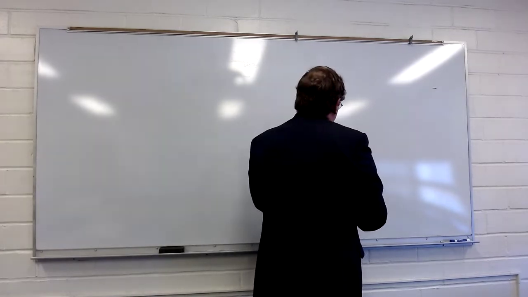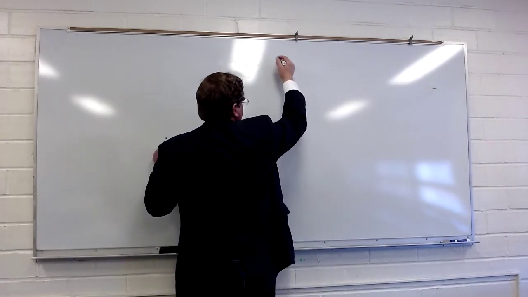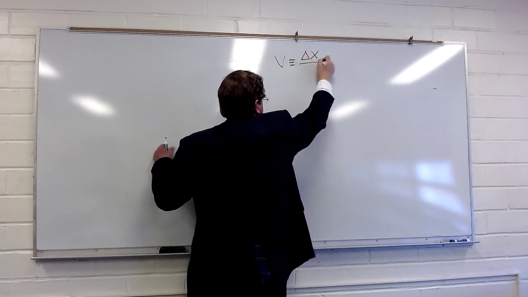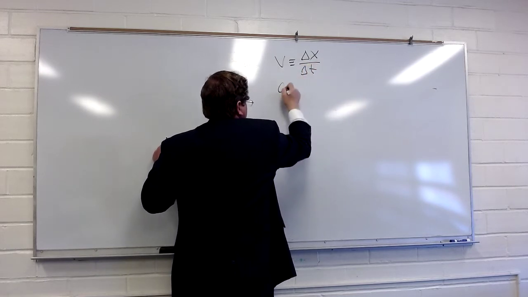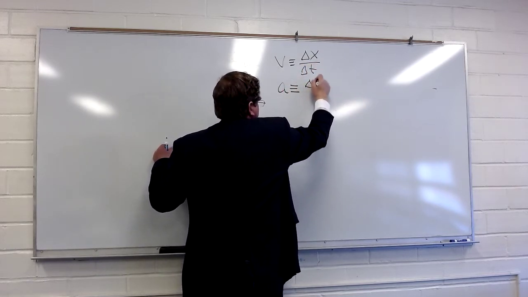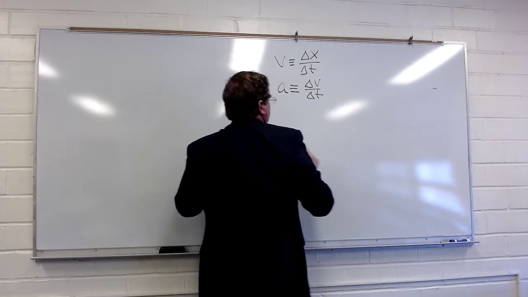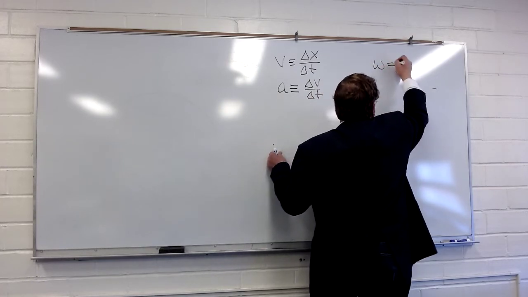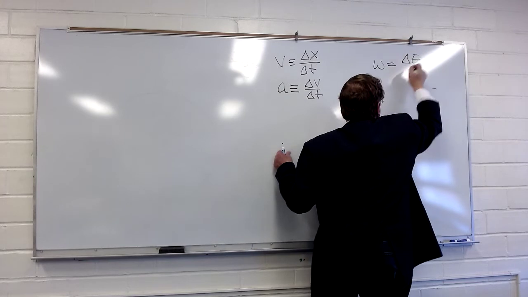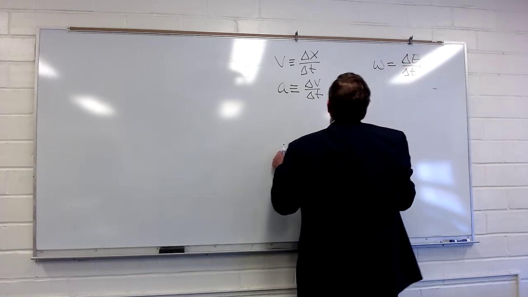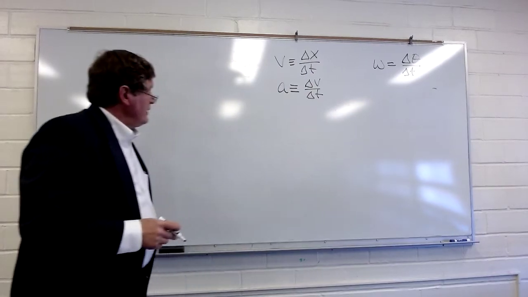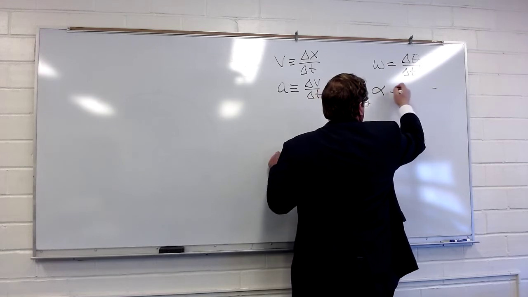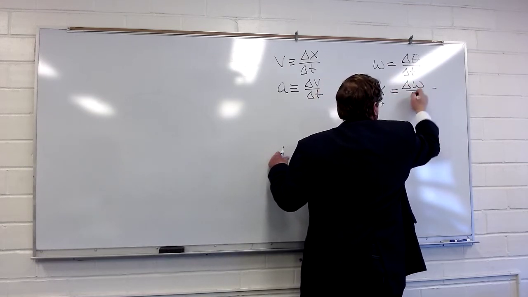The linear kinematic equations were driven by the fact that velocity was defined as the change in position with time, and acceleration was defined as a change in velocity with respect to time. Well, with rotational motion, we have angular velocity, and that's going to be the change in angle with respect to time. And I've left the vector signs off of these, just talking about magnitudes here. And we have an angular acceleration, which is the change in angular velocity with respect to time.